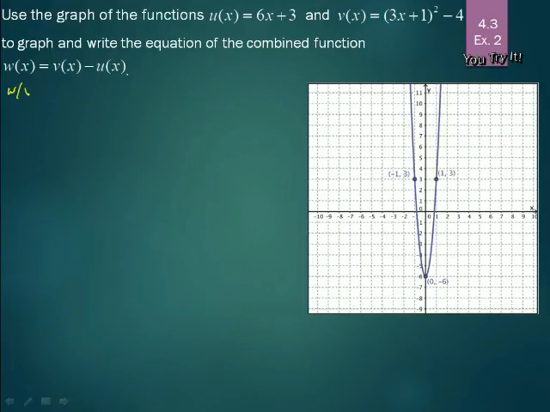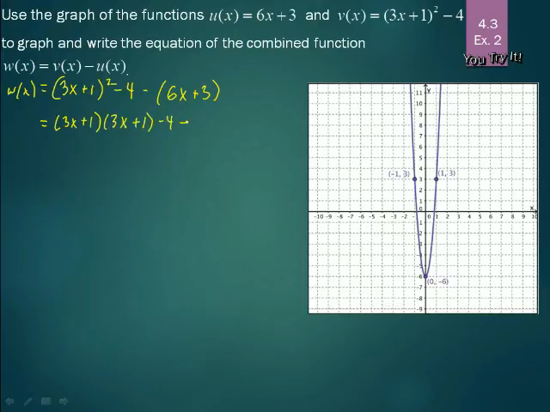So we know w of x, and then we can just substitute in v of x and u of x and solve this algebraically. So v of x is (3x plus 1) squared minus 4, and then minus, make sure it's in parentheses, (6x plus 3), since we're subtracting the whole thing. And so going left to right, we can expand (3x plus 1) squared by writing (3x plus 1) times (3x plus 1) minus 4, and then we can go ahead and distribute the negatives, so minus 6x and minus 3.